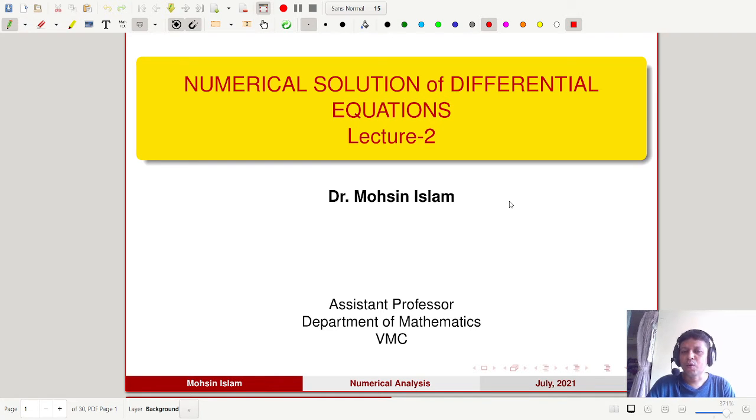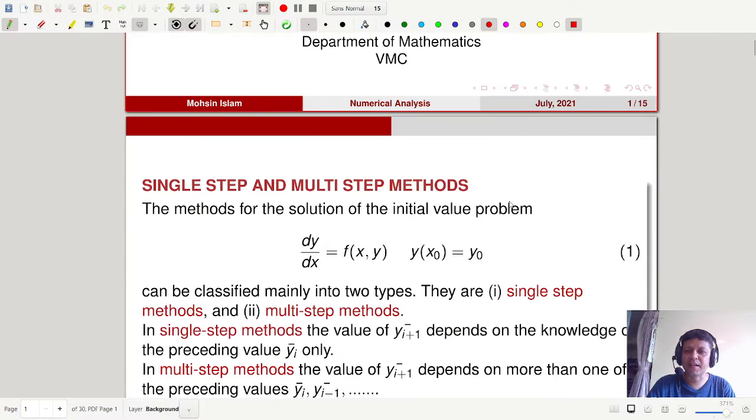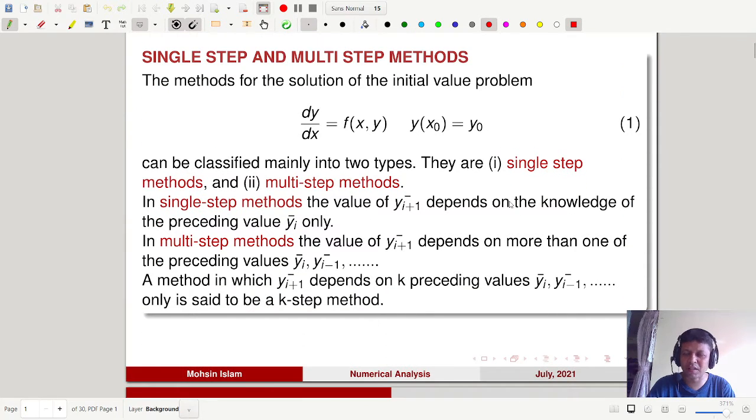Now today, let's start with single step and multi-step methods. Already we discussed that. These are the methods for the initial value problem. The problem is given by equation 1, a first order differential equation dy/dx equal to a function of x and y, and the initial values are given: y at x naught equal to y naught.